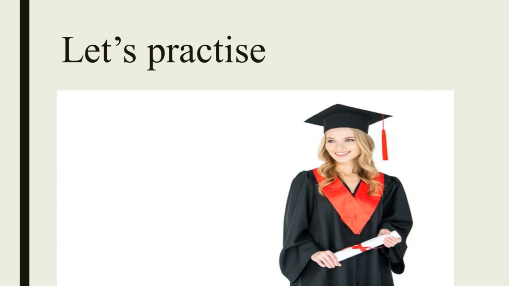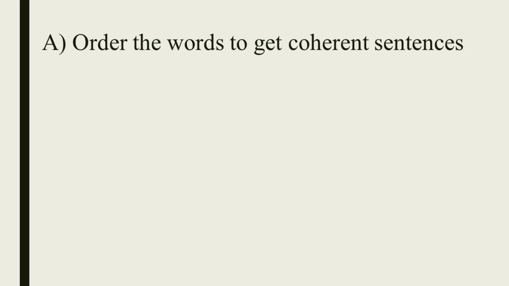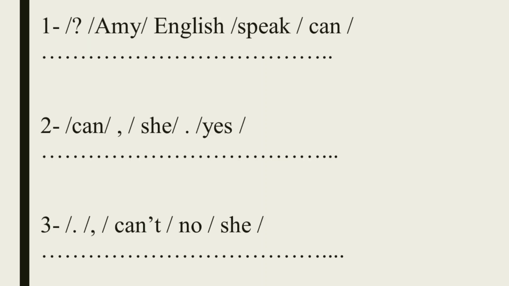Let's practice. A. Order the words to get coherent sentences. One. Question mark. Amy, English, speak, can. Two. Can, comma, she, full stop, yes. Three. Full stop, comma, can't, no, she.